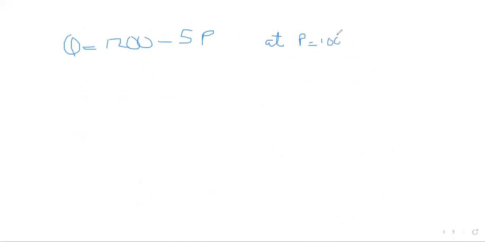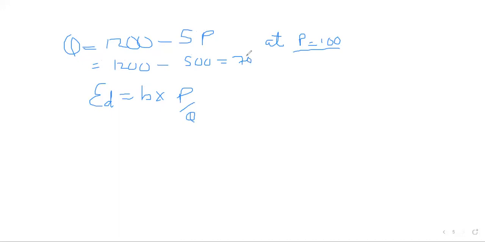So the formula for elasticity of demand is slightly different. It's simply B times price over quantity, because this is a direct demand. If it was P there, it would be 1 over B. So the first thing is to substitute the 100 in there. So it will be 1,200 minus 500 to get 700.